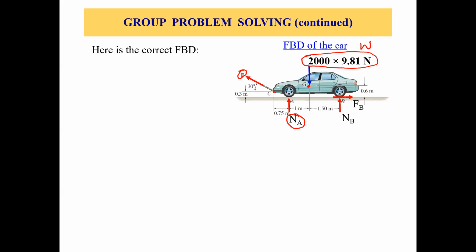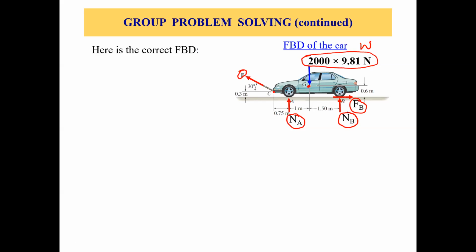Now the back wheels are locked. So once the force F is applied, there will be some friction, let's say F sub B, between the wheels and the road. And again, the normal force between the wheels and the road is, let's say, N sub B. These are all the forces acting on this car. So now we are done with the free body diagram.